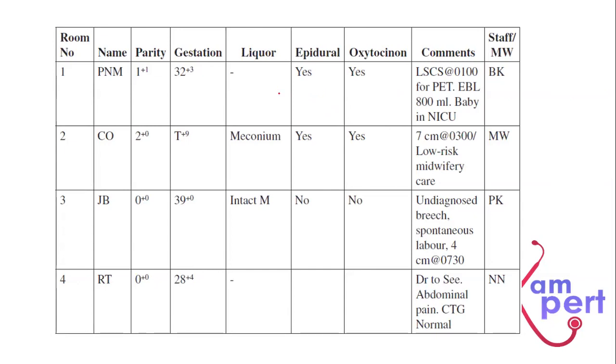If her blood pressure is still high enough, then she may need antihypertensives along with magnesium sulfate as well. That's it. Plus, before giving this, I would like to ask the midwife to look at her bloods: full blood count, to look for the platelet count especially, then liver function test, urea, creatinine, electrolytes, and coagulation profile.